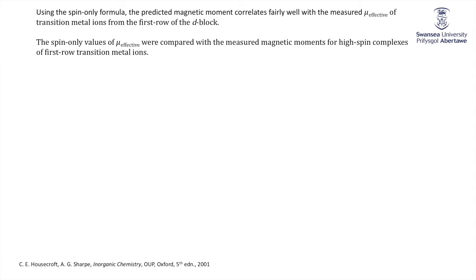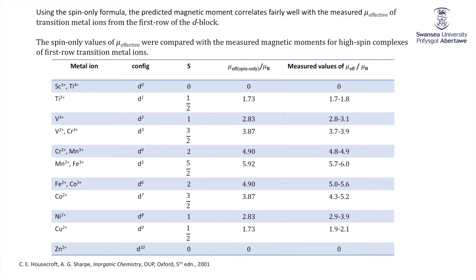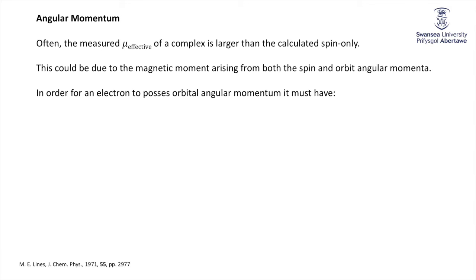Using the spin-only formula, the predicted magnetic moment correlates fairly well with the measured mu effective of the transition metal ions from the first row of the d block. As you can see here, the predicted spin-only values of our transition metal complexes match fairly well across here until roughly d6 and d7, where the measured magnetic moments of our complexes are significantly larger. A reason for this variation, as well as d8, is likely due to other external factors, such as the angular momentum.